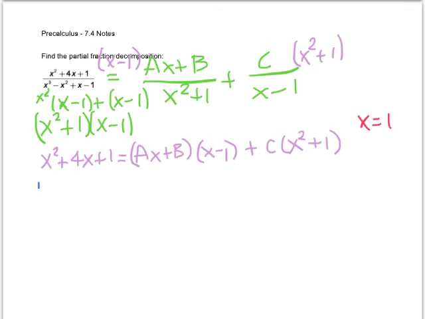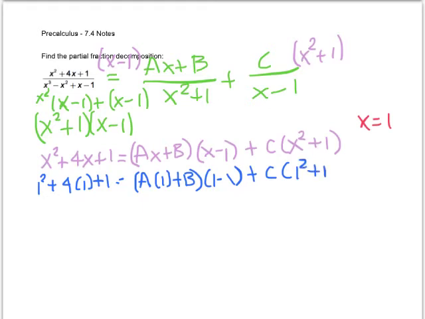I get this right here. I get 1 squared plus 4 times 1 plus 1 equals a times 1 plus b times 1 minus 1 plus c times 1 squared plus 1. Looks like that. And 1 minus 1 is 0, so this goes away, and I'm left with 2c equals, and then on the left hand side, I've got 6. So I know that c equals 3.